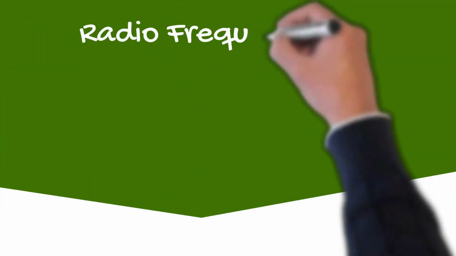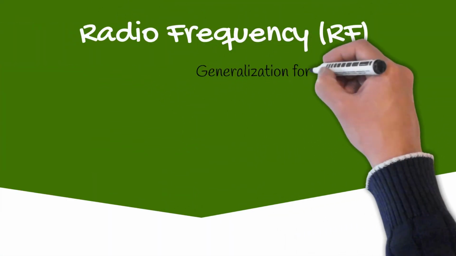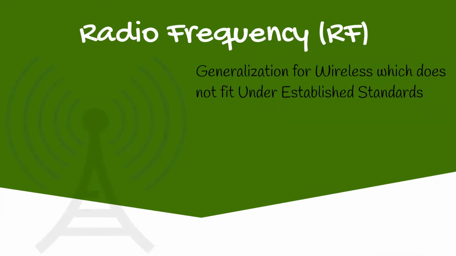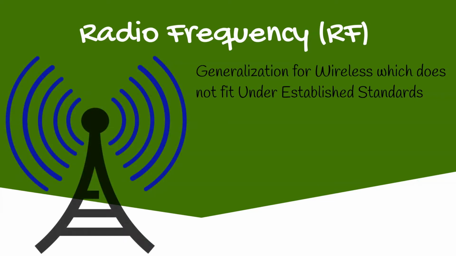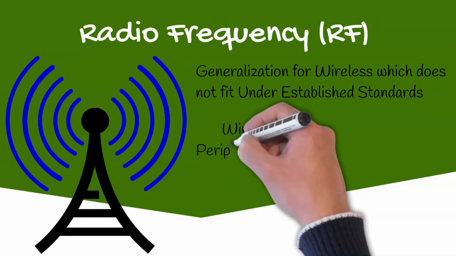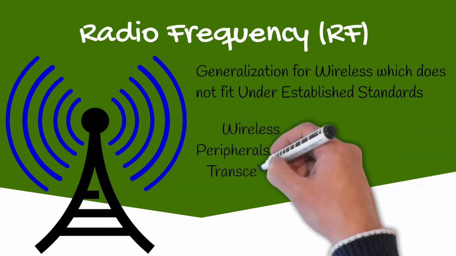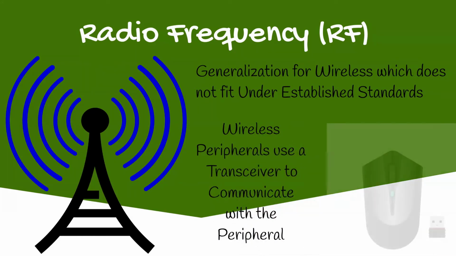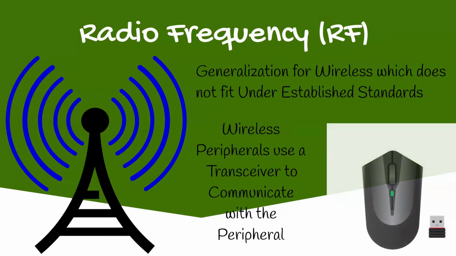RF, or radio frequency, is a generalization for wireless that does not fit under established standards. Some wireless mice and keyboards use RF to connect to a computer. Typically, a transceiver is plugged into a USB port, which communicates with the peripheral.